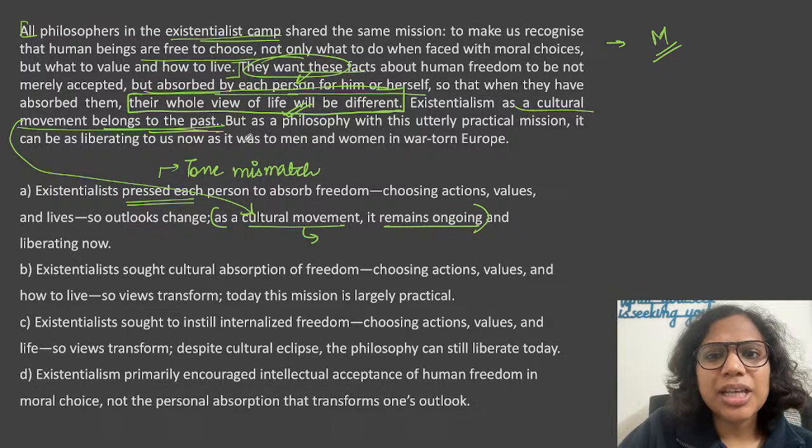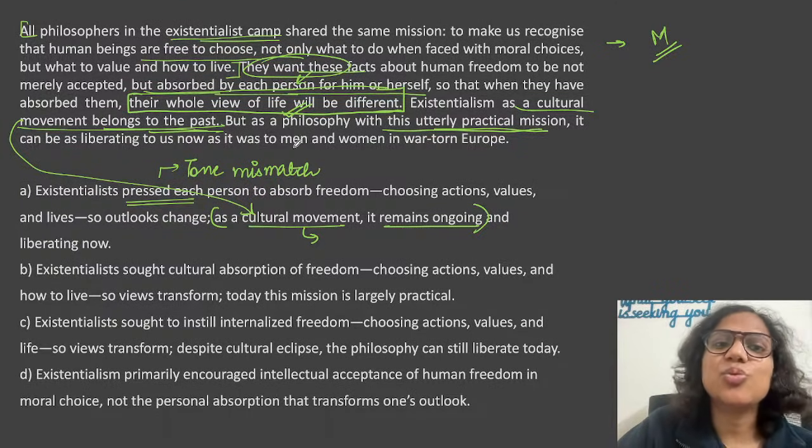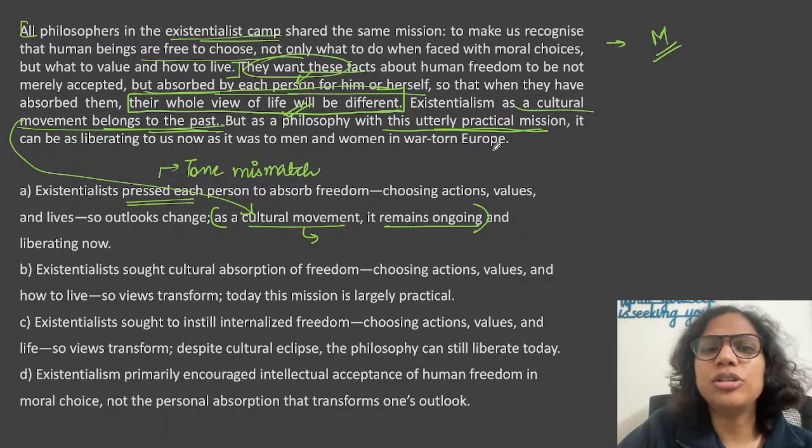Okay, but as a philosophy with this utterly practical mission, it can be as liberating to us as it was to men and women in war torn Europe.